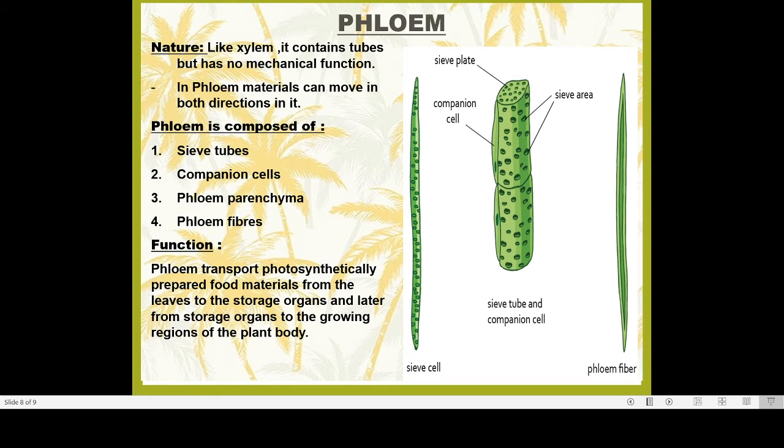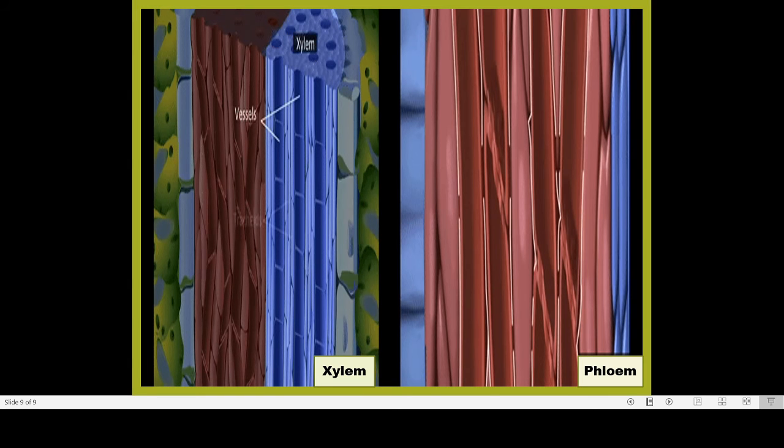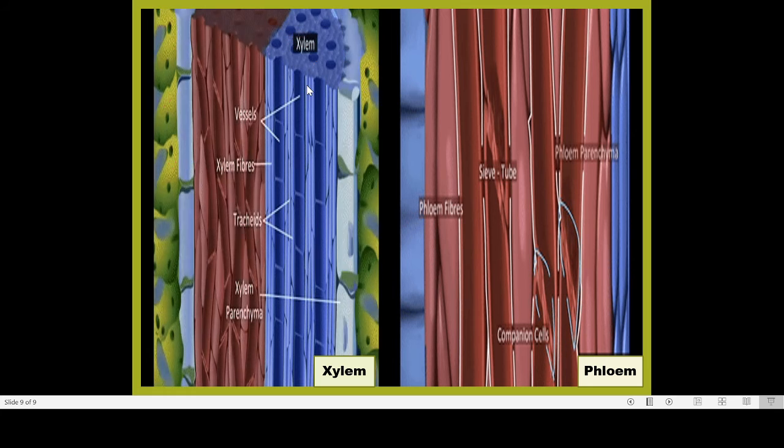Phloem is also like xylem, but it is composed of sieve tubes, companion cells, phloem parenchyma and phloem fiber. After photosynthesis, the food in the form of starch is stored in the leaf. So this phloem will transport the food from the leaf to the storage organ and later from the storage organ to different parts of the plant. So in this slide, you will see different components of xylem and phloem.